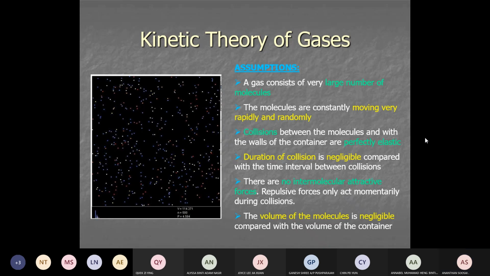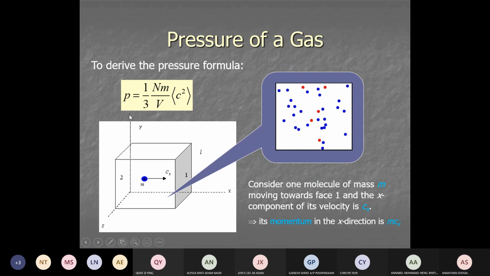So now based on these assumptions, this formula was derived. Now let's go for the derivation of this. Based on the kinetic theory, we found that there are air particles trapped in a container. This is how they move. They move randomly. They collide with the wall. They exert pressure.